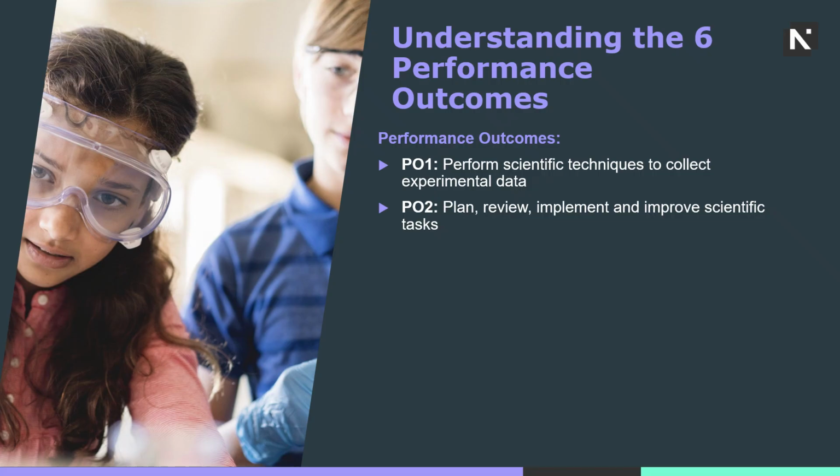PO2 is plan, review, implement, and improve scientific tasks. Learners must show they can structure their work methodically and make refinements. Performance outcome 3 is to identify and resolve equipment and data issues, whether it's faulty readings, contamination, or errors in method. Learners need to problem solve with confidence. These aren't isolated goals. They all overlap in every practical, so our teaching should reflect that.